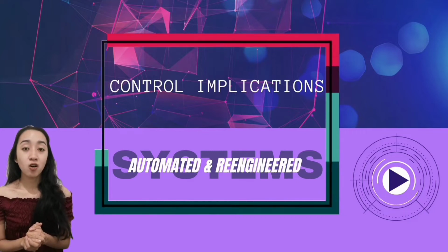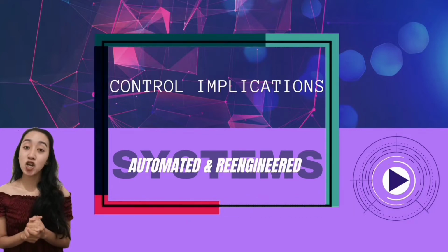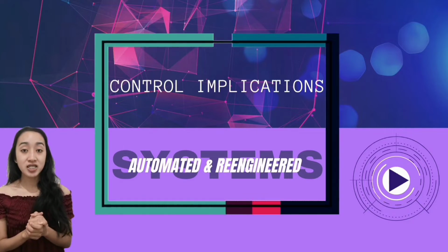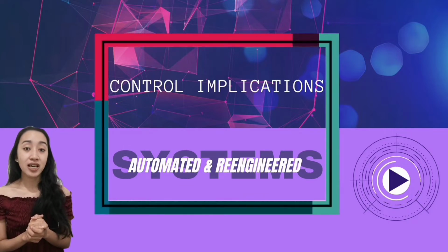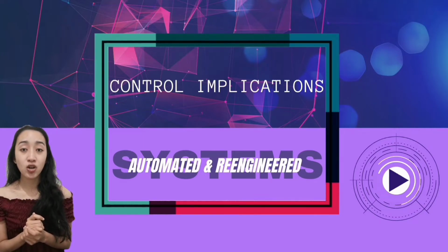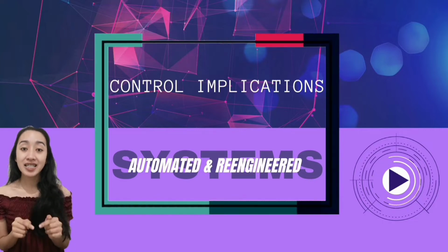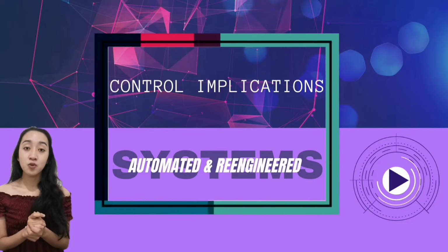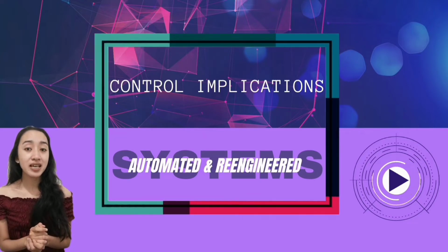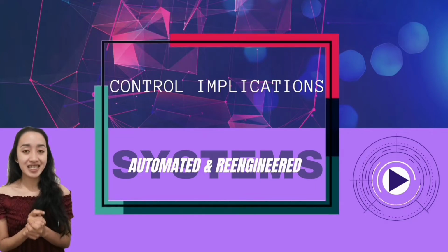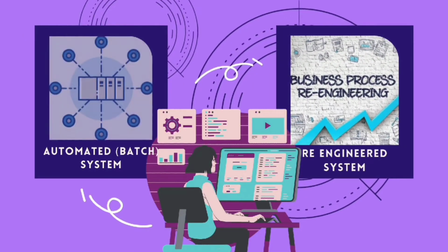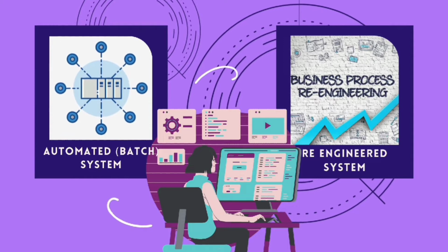When it comes to the control implications, the technology control issues are general in nature. The points made in the last chapter apply to the expenditure cycle also. Therefore, we should examine only specific issues related to this cycle. So, the next reporters will discuss the difference between an automated versus a re-engineered system. The automated batch system and the re-engineered system.